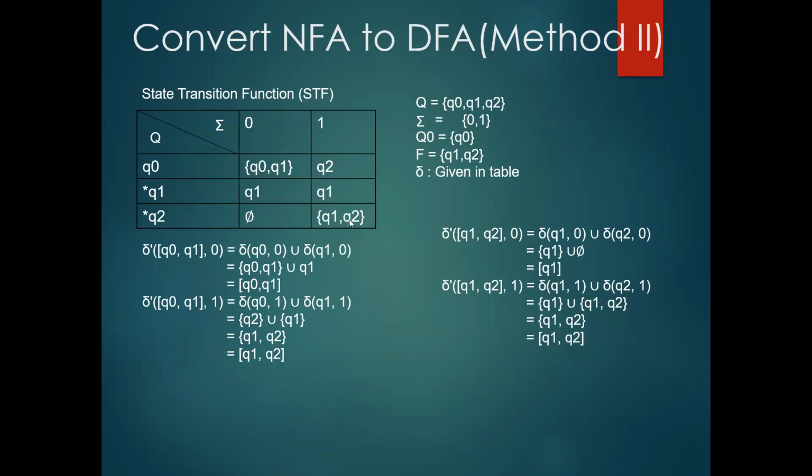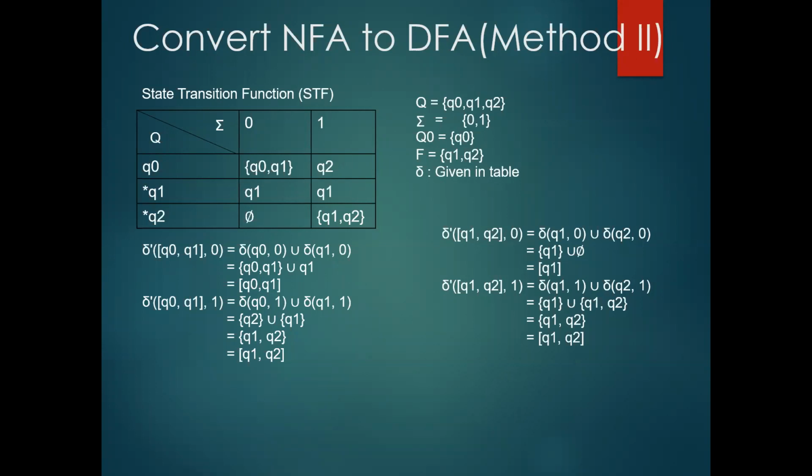Again, Q1, Q2 is also available here. When you give inputs 0 and 1 to Q1, Q2, you get Q1 and Q1, Q2 respectively. Again, these two states are also available in the transition function. So no worry, we didn't get any new state. But if you get a state which is not available in the state transition function of the NFA, then you have to consider that state as a new state in the resultant DFA, and you should give input to that newly found state also.